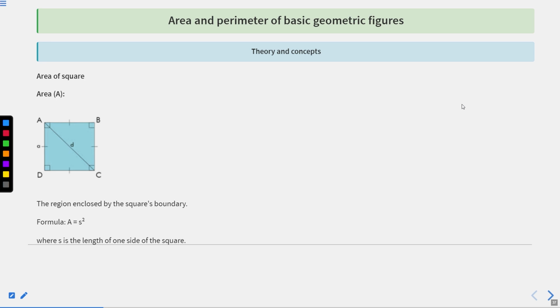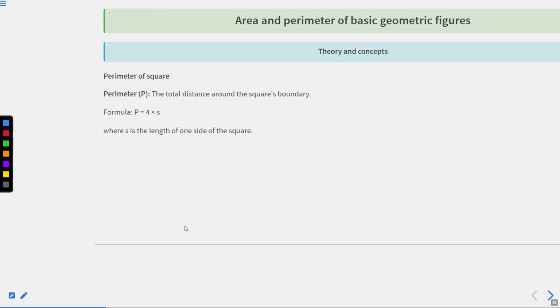So let us now talk about how to find the area of a square. Suppose a square ABCD is given to us and its length is S. So the area of the square will be given by A equal to S square, where S is the length of one side of a square.